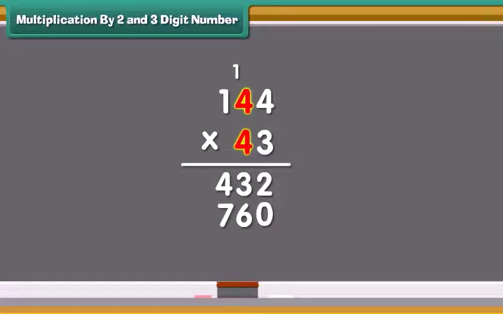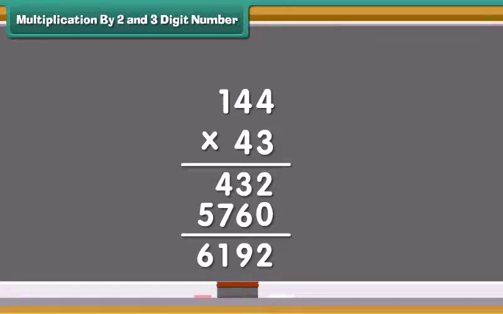Write 7 in the 100th place and carry the 1 forward to the thousands. Multiply 4 with the number 1 on hundreds and add 1 which was carried forward. Write 5 in the thousands place. Now add the two values. We get 6,192. So, 144 multiplied by 43 is 6,192.